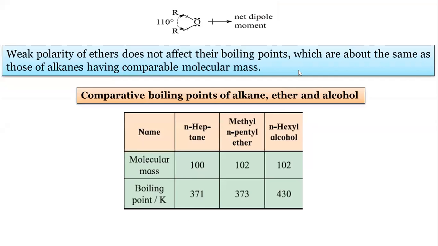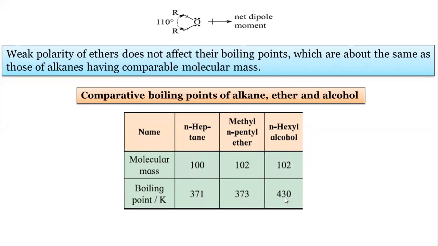They do not affect the boiling points, which are about the same as the alkanes. We can see in this chart. This is an alkane, n-heptane. This is methyl pentyl ether, with molecular mass 102, and the molecular mass of heptane is 100. And this is alcohol. One is alcohol, one is ether, and one is alkane. See, the boiling point of the alkane is 371, the boiling point of this ether is 373, and the boiling point of the alcohol is 430.